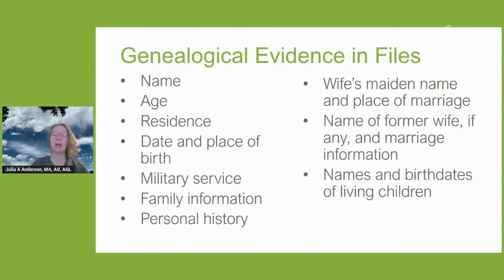Genealogical evidence in these documents can vary, but you can expect to find the soldier's or sailor's name, age, residence, date and place of birth, and records of his military service. These pension application files also contain family and personal history questionnaires, which should list the maiden name of the veteran's wife, the date and place of their marriage, and the name of the person who performed the marriage ceremony, the name of the veteran's former wife, if he had one, and the date and place of her death or their divorce, and the names and birth dates of living children.